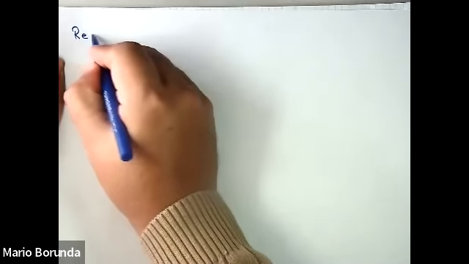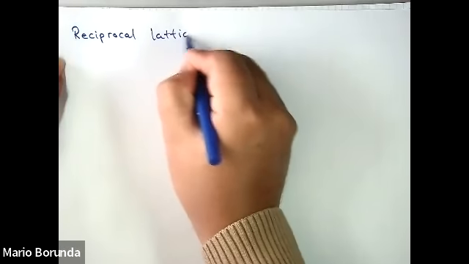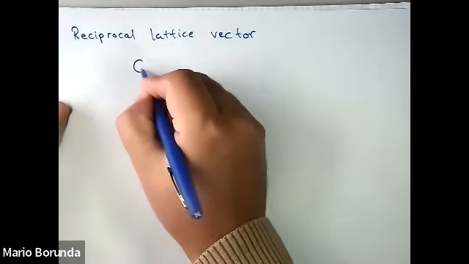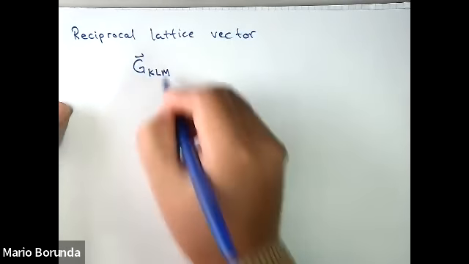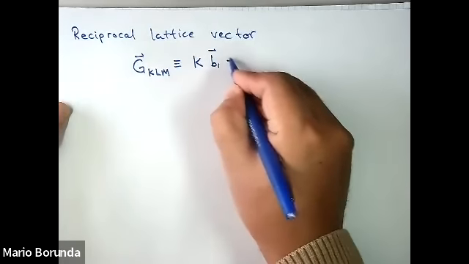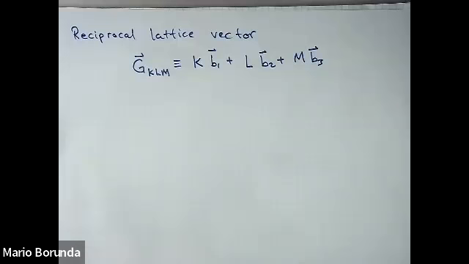So we talked before about this. So we had a reciprocal lattice vector. Let's say that our vector G is going to have three integers on it and is given by this integer K, capital K, the vector B1, plus capital L, the vector B2, plus capital M, the vector B3. So we have three integers in there. And we have our reciprocal lattice vectors B1, B2, B3.